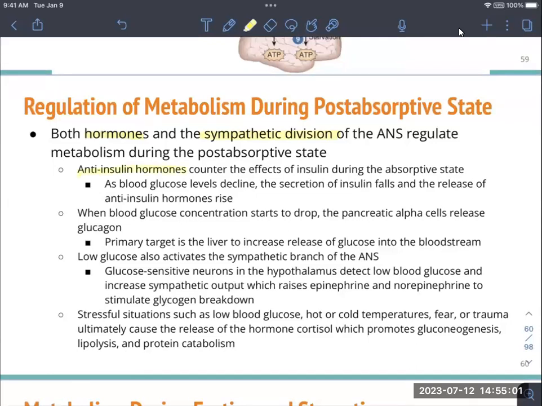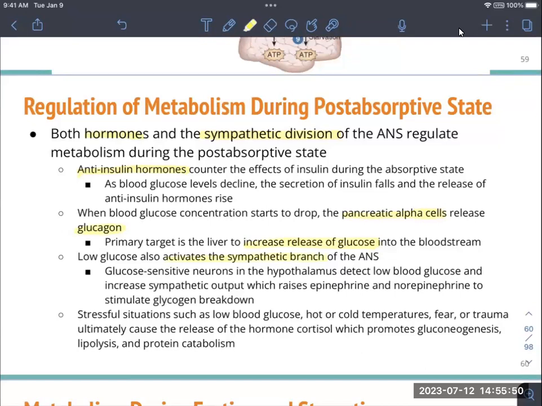So anti-insulin hormones can counter the effect of insulin. As your blood glucose levels go down, the secretion of insulin falls, which causes the release of this anti-insulin hormone to rise. So when this blood glucose concentration starts to decline, pancreatic alpha cells release that glucagon. That glucagon is going to go to the liver, and it's going to increase the release of glucose into the blood. Low glucose will also activate that sympathetic system.